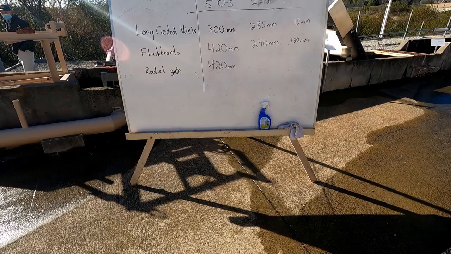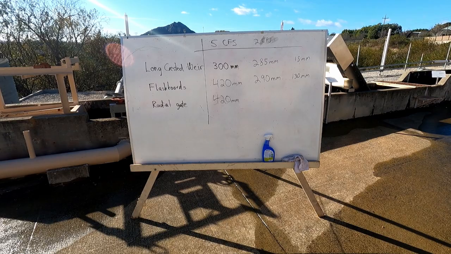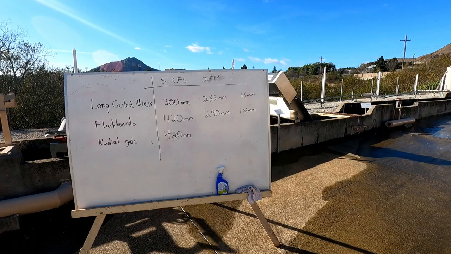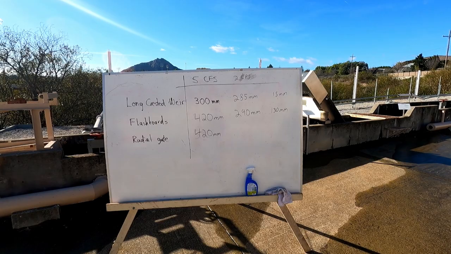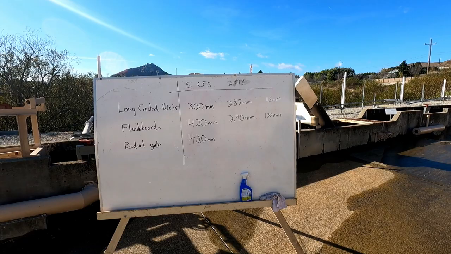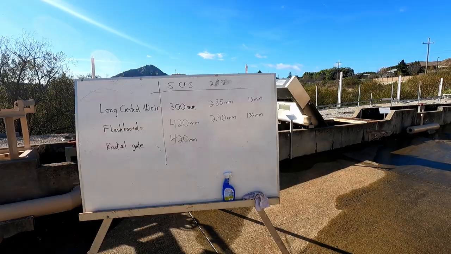Now, the point is that you can have an overflow. In other words, both flashboards and Long-Crested Weirs are overflow. But what you see here is a tremendous difference you get with a longer crest. That's the reason that Long-Crested Weirs are recommended here. Now, if this was an irrigation district and they wanted to keep the water level high with flashboards, they would have to have someone manually go out there and add a board or two. And I'll show you what I mean here.